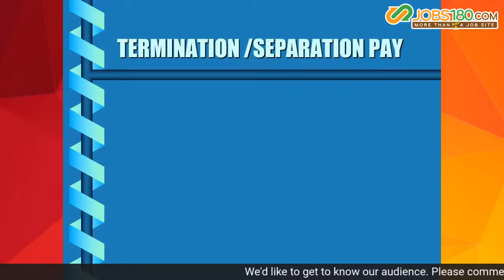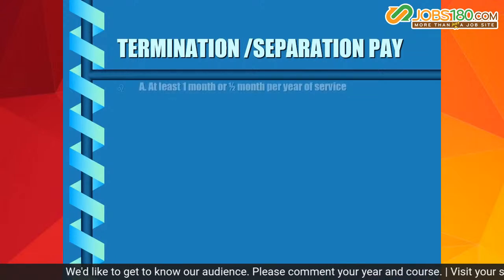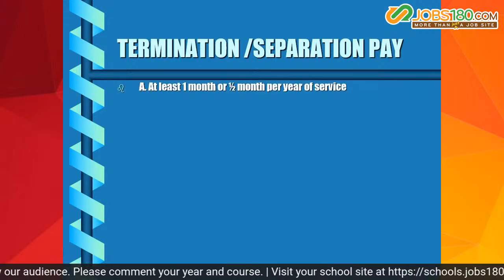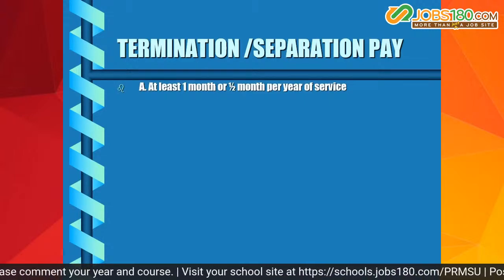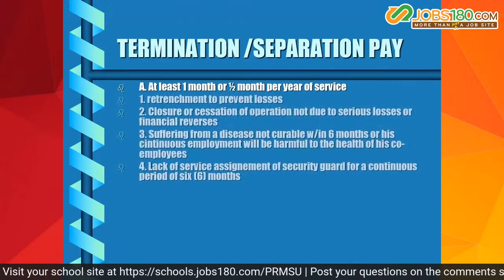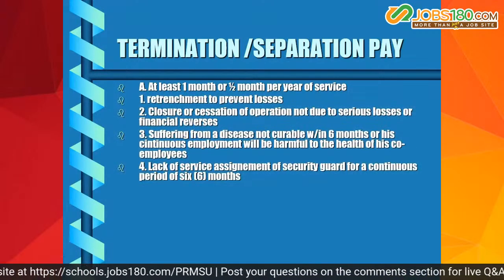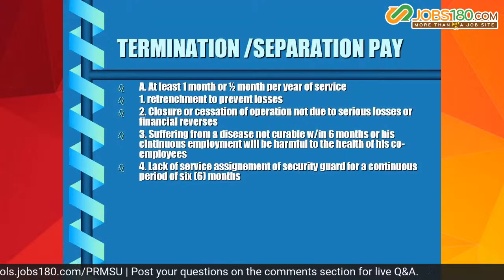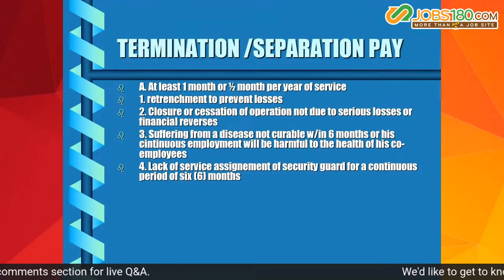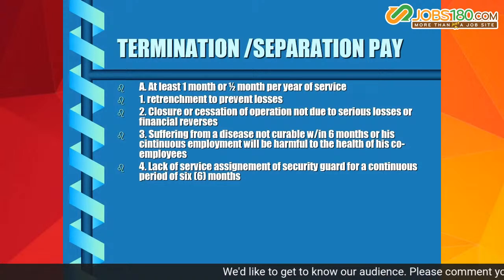An employee is entitled to receive a separation pay equivalent to 1/2 month pay for every year of service, a fraction of at least 6 months being considered as 1 whole year if his or her separation from the service is due to any of the following authorized causes: retrenchment to prevent losses, closure or cessation of operation of an establishment not due to serious losses or financial reverses.